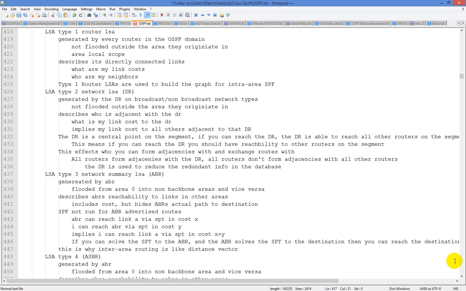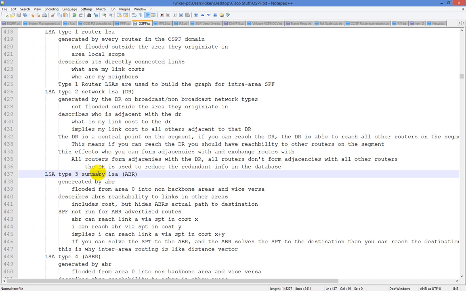And then we have the Type 3 Network Summary LSA, or the Summary LSA. Not to be confused with the Network Summary LSA. Actually, let me pull that out of there, because this is probably going to mess people up. Now, this is going to be the Summary LSA, because it's actually going to show up as a summary. The Summary LSA is generated by the ABR and flooded from Area 0 into non-backbone areas and vice versa.